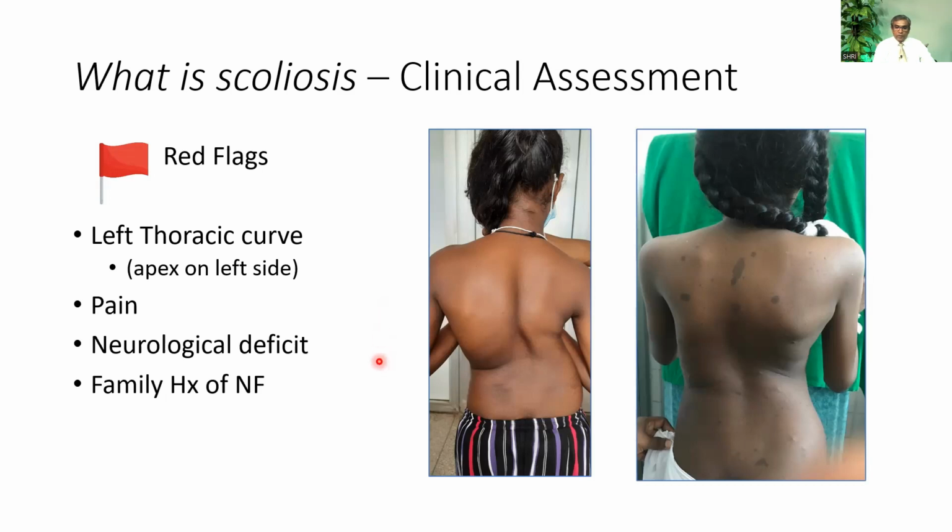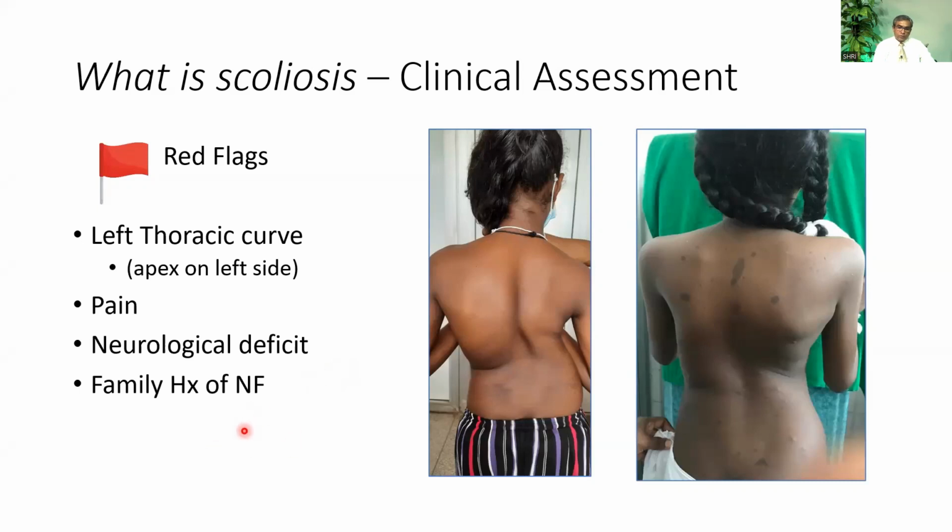Especially at a younger age. Again, if someone has some sort of neurological deficit, then that's a red flag, which needs to be further evaluated urgently. That means there's some compromise or some danger to the neural elements because of the scoliosis, or there's some other pathology going on which is unusual for normal scoliosis.